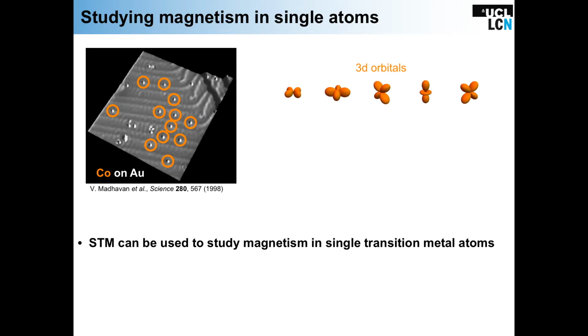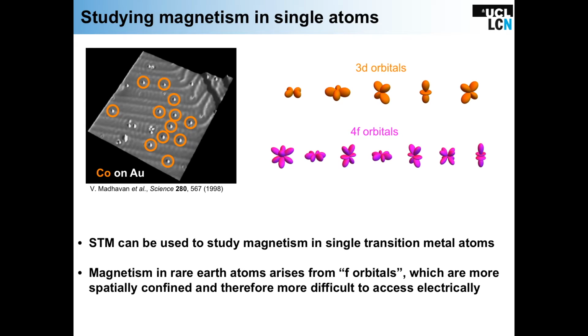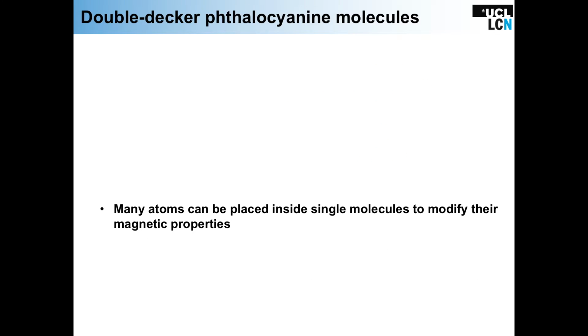However, there was a problem with this because the magnetism in these rare earth atoms typically comes from the f orbitals. As you can see in the illustration, the f orbitals are much more complicated, and one of the results of that is that they're more spatially confined, which makes it more difficult to access the magnetic properties with a technique like STM.